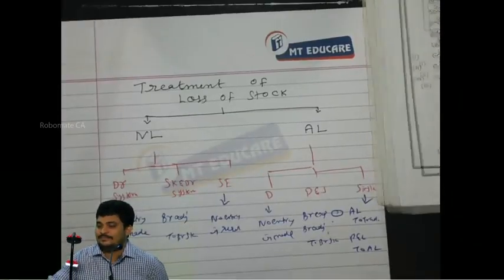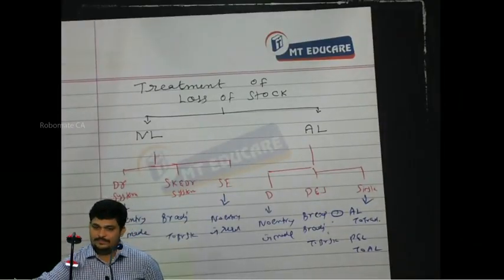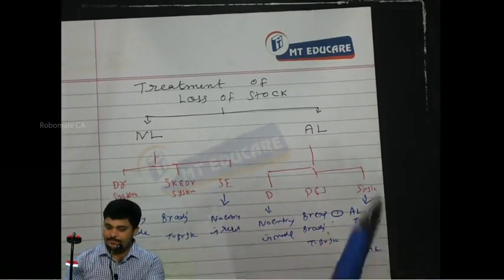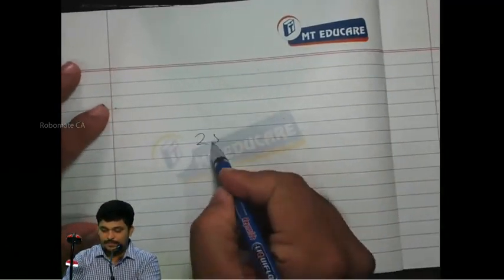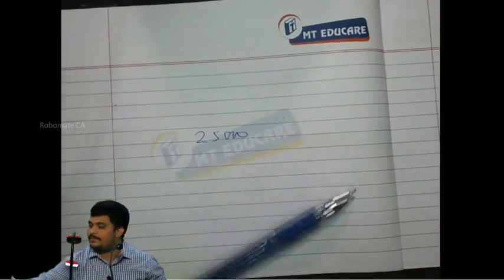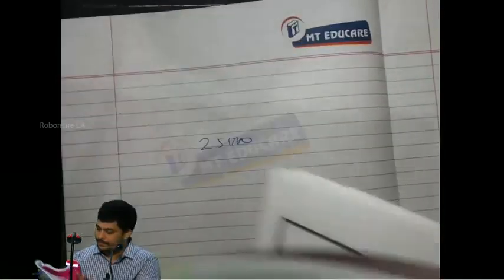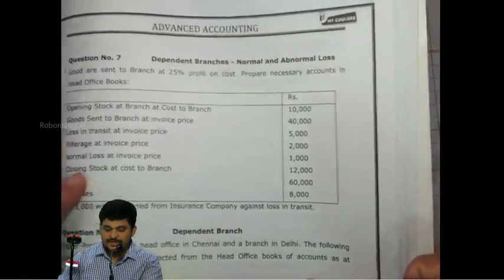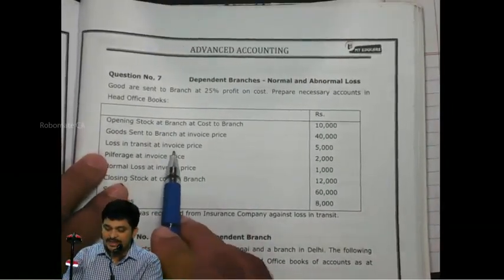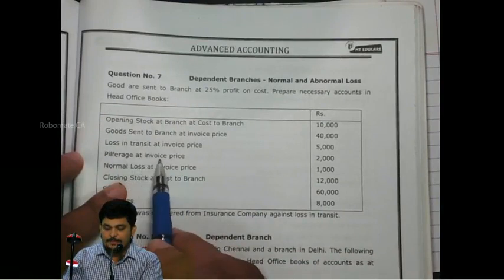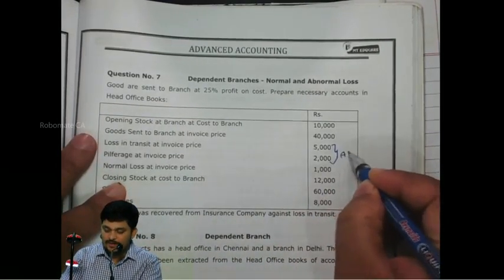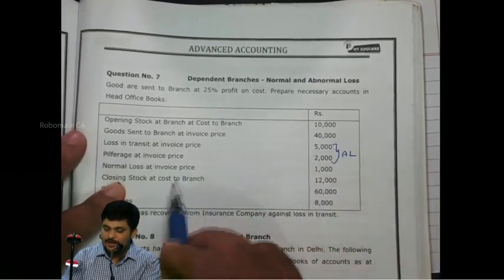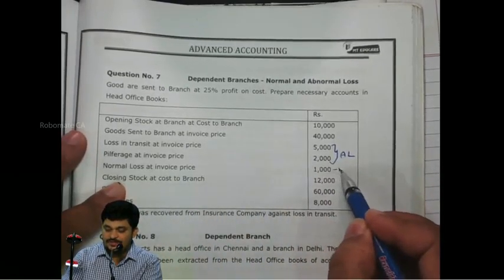Profit 25. Do friends understand? Loss in transit at invoice price and pilferage at invoice price, both of these are abnormal loss. Whatever is given as normal loss alone is to be fixed as normal loss.